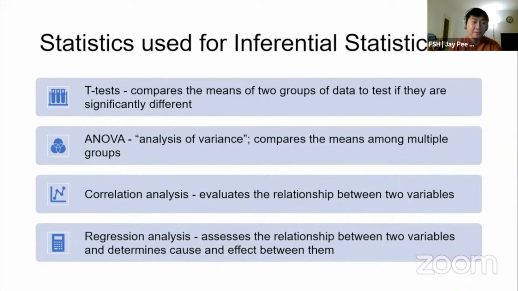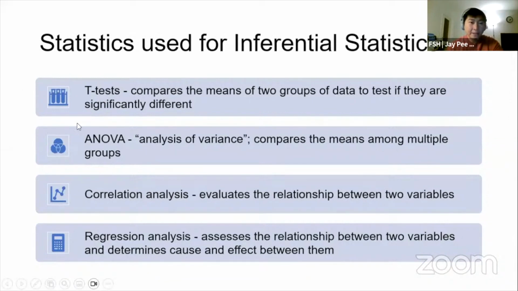Dalawa lang yung kino-compare natin. While on the other hand, ANOVA or the analysis of variance compares the means among multiple groups, 3 or more, no? So pareho lang siya ng t-test, it compares the means, but it is applicable for 3 or more multiple groups.